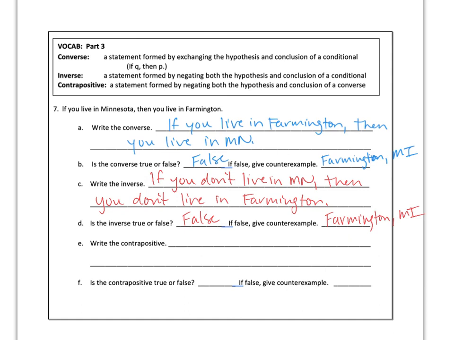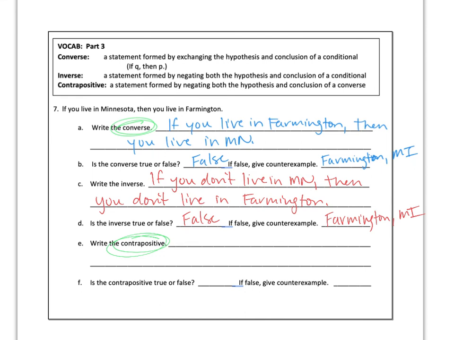The third situation is the contrapositive. Let's read what it says up above. A contrapositive is a statement formed by negating both the hypothesis and conclusion of a converse. Whoa. Okay, so go up to part A. Remember how we did the converse? The converse was if you live in Farmington, then you live in Minnesota. Well, to get the contrapositive, we have to negate that, both parts. So we're going to use our converse and make the beginning and end both negative.